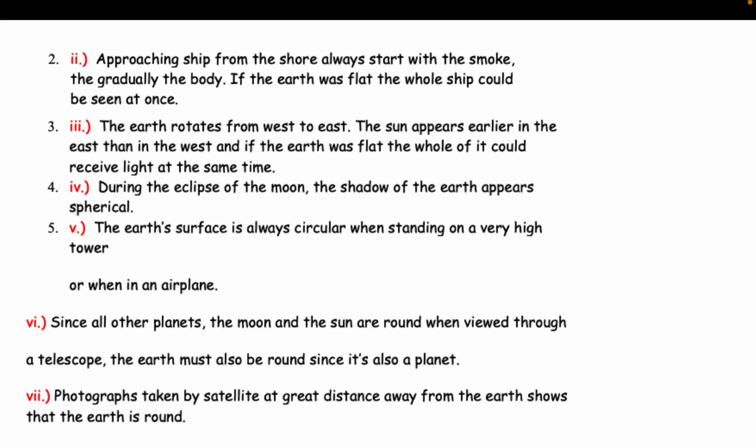18. III. The Earth rotates from west to east. The Sun appears earlier in the east than in the west, and if the Earth was flat, the whole of it could receive light at the same time.